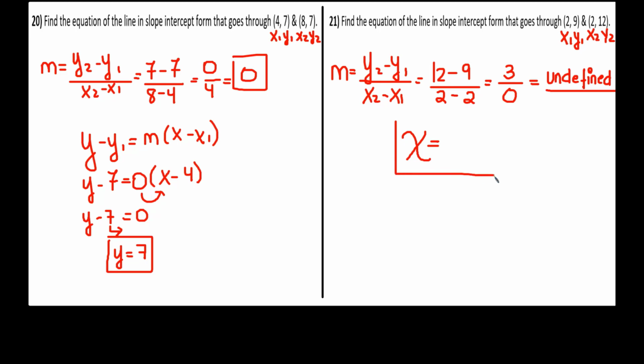And to find the value, all you have to do is look at the points. And if you notice, the x value is always the same. So in this case, it is 2. So there you go. Let's complete our final exam review.